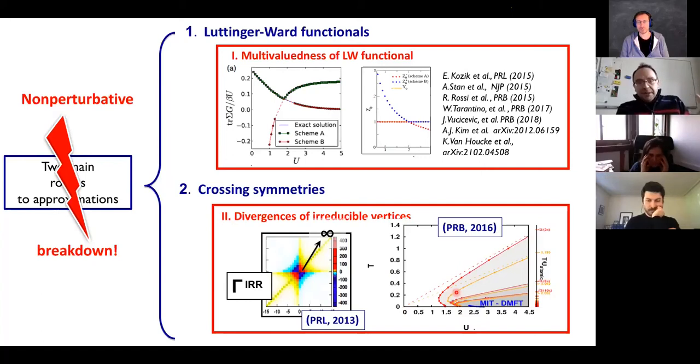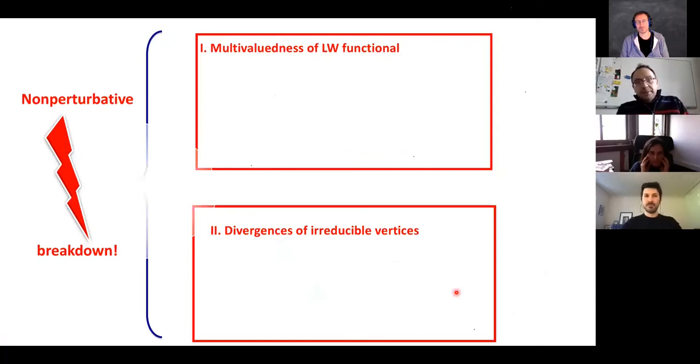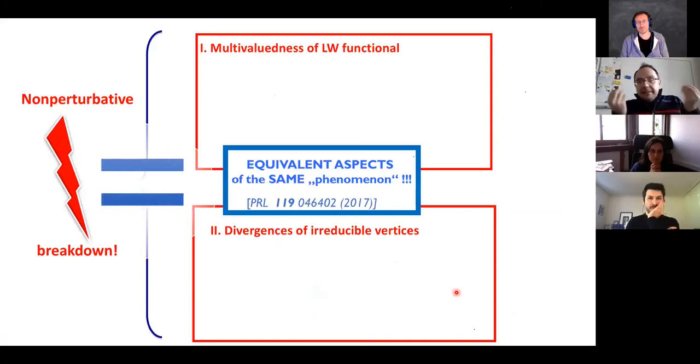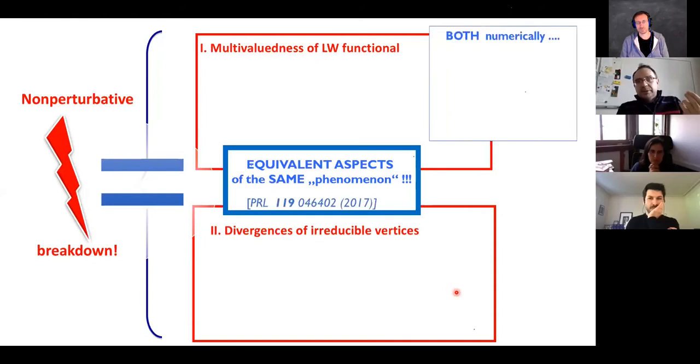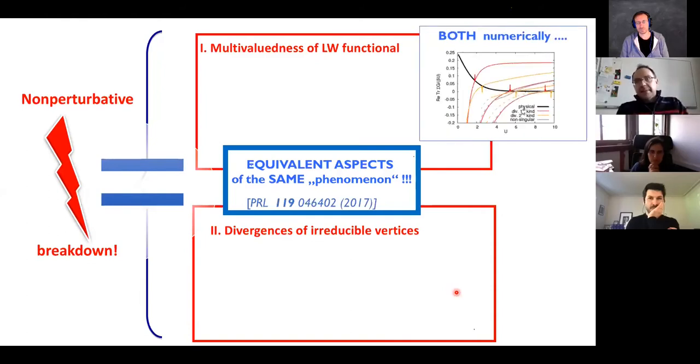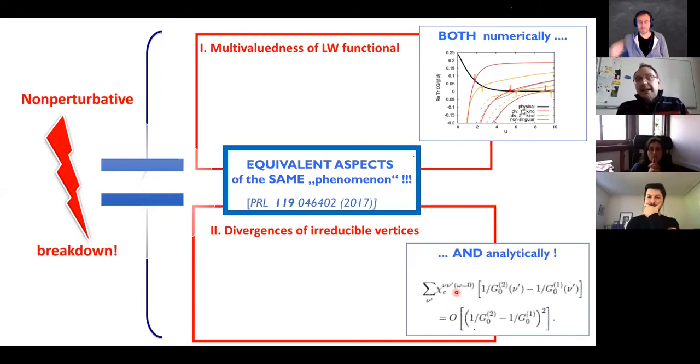And the subject of my talk of 2017 in Toulouse was exactly related to the fact that we were able to demonstrate that the two manifestations of the breakdown of perturbation theory were actually equivalent aspects of the same phenomenon. So we were able to demonstrate that the crossing between physical and unphysical solutions, for instance in a Hubbard atom, or even in DMFT, occurred exactly at the same parameters for which the irreducible vertex divergences were found. Later on, we also had an analytic explanation why this was exactly the case: why the two manifestations of the breakdown of the perturbative expansion were actually the same issue seen in different contexts.